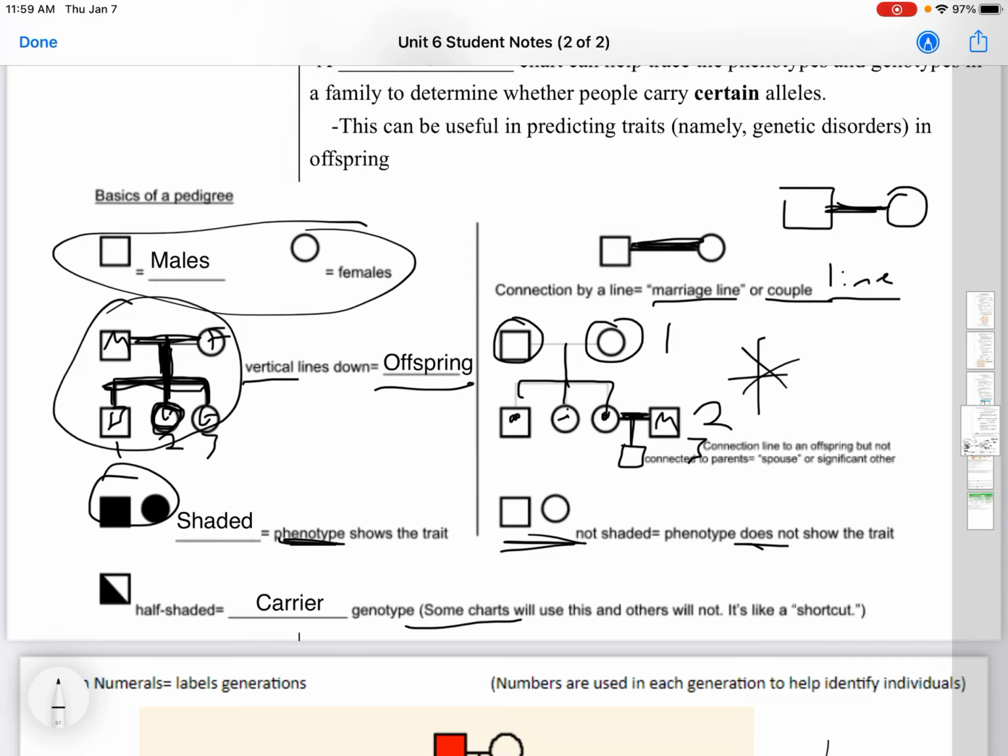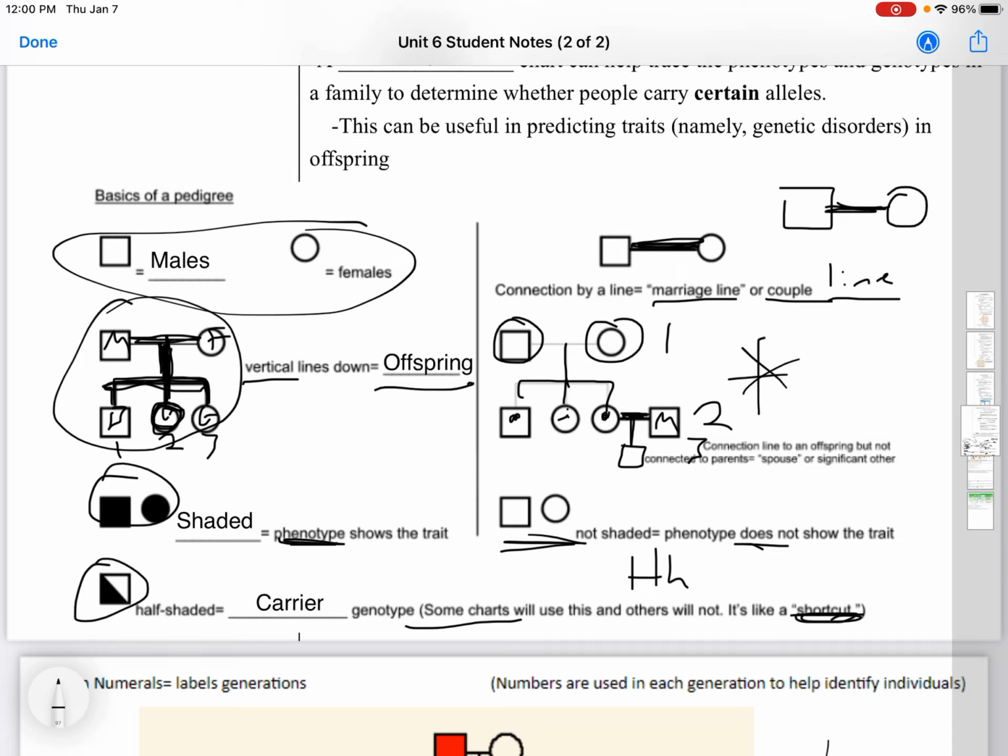Now, some charts, the really good ones I like to think of, will have this kind of shortcut, this half-shaded. That doesn't mean they have the genetic disorder for half their life or half of their body or anything like that. It simply means they're a carrier. Now, carrier's been that term that we've been using time and time again. A carrier does not show that phenotype, right? It does not have that genetic disorder. It doesn't have that certain trait, but they have the ability to pass that trait on. So they would be like a heterozygous genotype. Okay, they're a carrier. Now, this is a shortcut that a lot of pedigrees use, but not all of them. All right, so that's what I want you to think about.